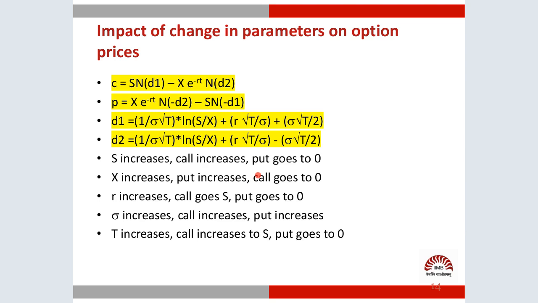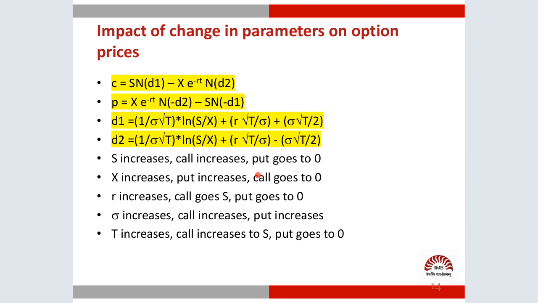So that is easy. Now, d2 is a little more complicated because the first term goes to 0. 1 by sigma root t, as t goes to infinity, the square root of 1 by infinity goes to 0. So the first term goes to 0. The problem is in the second term. You have the r by sigma into t, root t, which is infinity. And then you have sigma by 2 into root t, which is also infinity. But that is negative. So you have r by sigma minus sigma by 2.